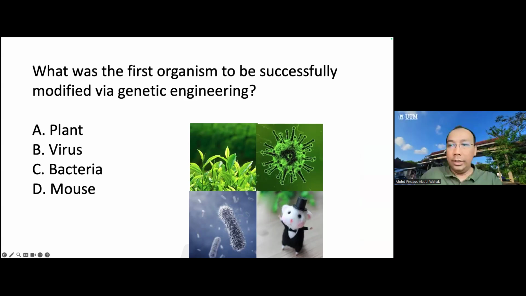So that discovery actually laid the foundation for modern biotechnology, including GMOs, gene therapy and production of synthetic insulin and many others. So the answer is C, bacteria, the first organism to be modified via genetic engineering. All right, so the next question, we have a few more. Keep the answers coming.